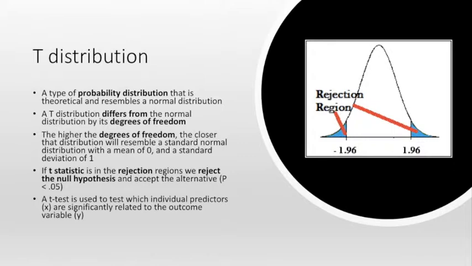So when they're doing multiple regression, they use t-distributions when they're looking at individual parameter estimates. When you have larger degrees of freedom, basically that equates to more subjects in a sample. It's a probability distribution that theoretically resembles a normal distribution, as you can see here. And if it's in the rejection region, then we reject the null and we accept the alternative hypothesis.